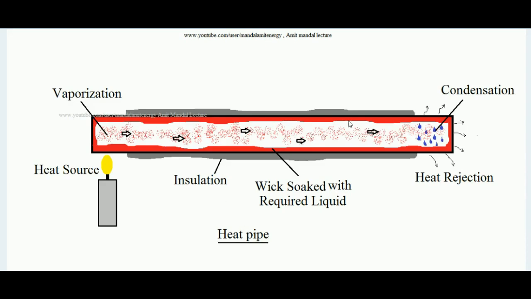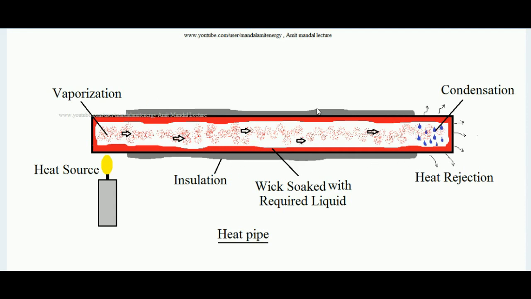This is the schematic diagram of a heat pipe. You can see this black colored lining is of a metallic pipe, made of a conducting material, which is closed at both ends. Over the upper peripheral surface of the pipe, there is an insulation. This gray colored entity is the insulation.